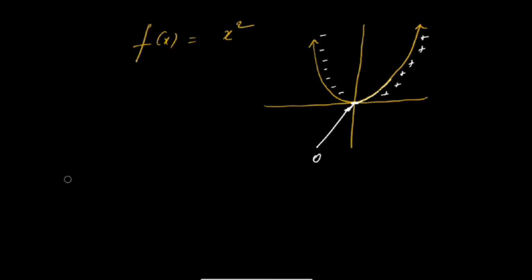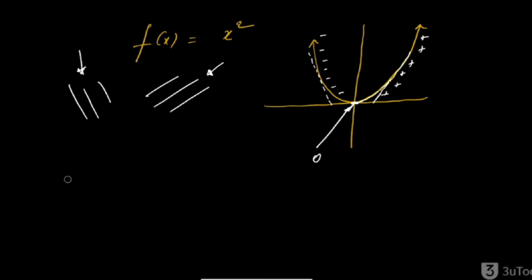Why is slope negative? Because here if you draw a tangent, it will make an acute angle. Here if you draw a tangent, it will make an obtuse angle with the positive x-axis. That's why slope is negative. All the lines like this have slope negative, all the lines like this have slope positive, and all the lines like this have slope negative. So in this graph, on the right, slope is positive.